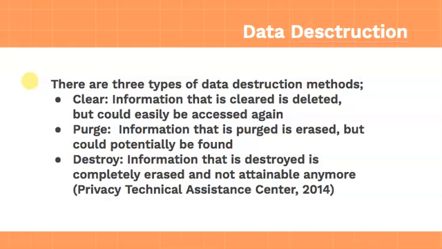So a purge is kind of in between. So it is erased, but somebody could potentially find this information again. And then destroy is the last one, is the highest. So if you destroy something, that information is completely erased and it is not able to be found again. So most of those things are probably going to fall under the destroy category. However, again, it just depends on the specific type of information and data that you are using.